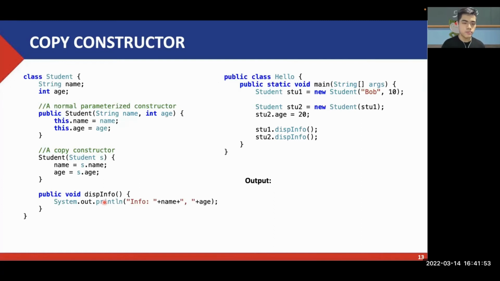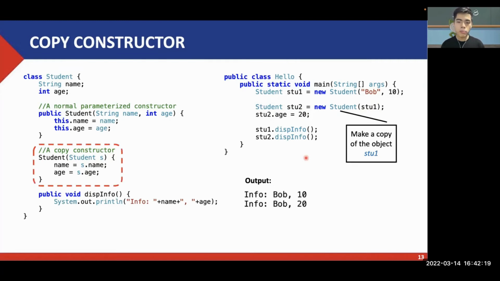As you can see here, this is a copy constructor. It takes a parameter that is an object of that class. So in this sample code, student2 is a copy of student1 by this statement, with student1 as the parameter, and the output will be Bob 10 and Bob 20, which is correct.